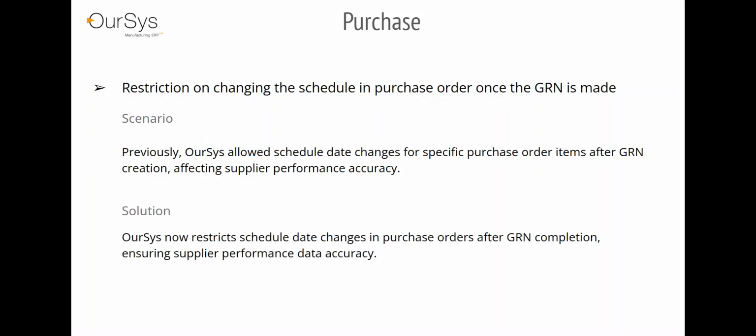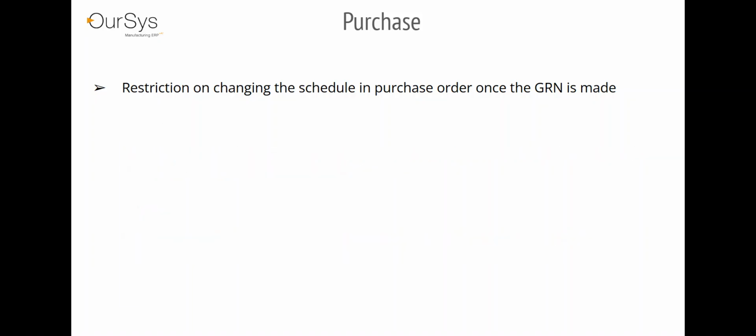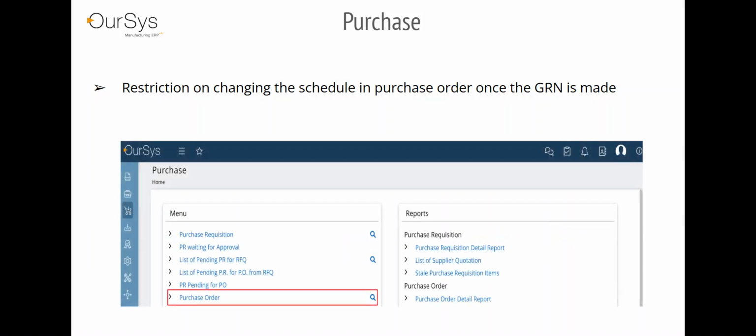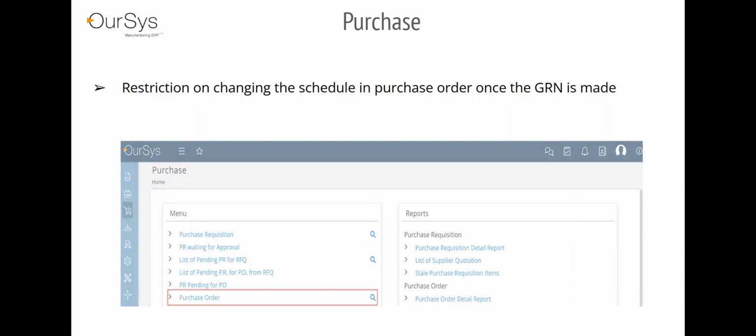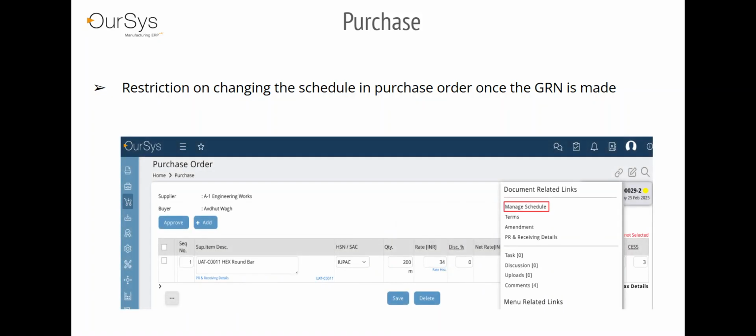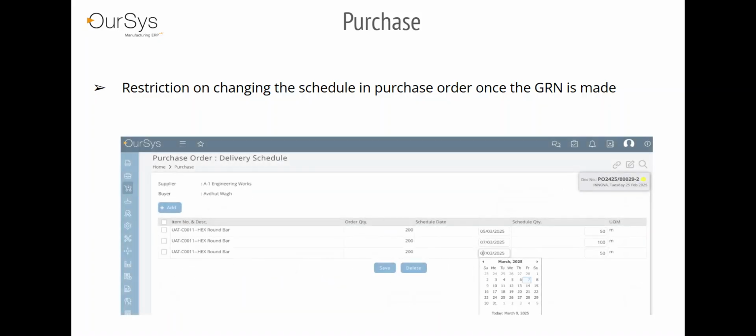Now, OurSys doesn't allow changing the schedule date in the purchase order after the goods receipt note for the item has been completed. This makes the supplier performance report more accurate. Now, if I go to the purchase order report and go to manage schedule, here you can see I am able to change the schedule date when the material has not been received.